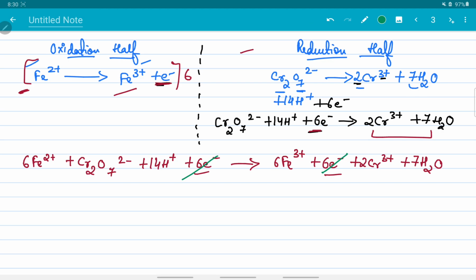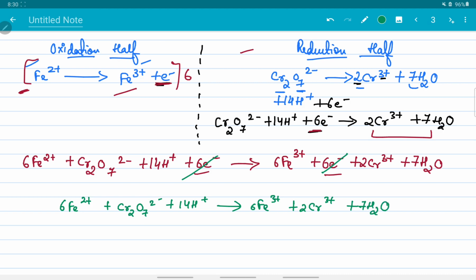is to see if everything is balanced or not. Now if I write the final equation, this becomes 6Fe2+ plus Cr2O7 2- plus 14H+. Now we can't do any further changes in this. This will become our final equation.